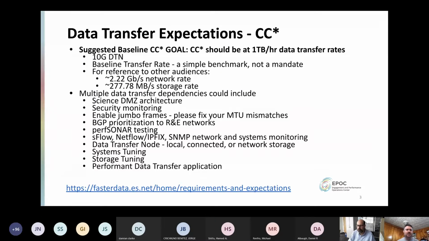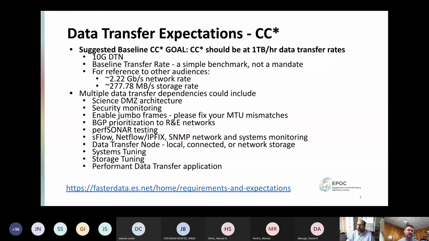Some of the other pieces around that turn into about a 2.2 gigabit per second network rate, and on a storage platform, it's around 277 to 280 megabytes per second. So depending on the audience or your role in the cyberinfrastructure or data architecture platform, you have those 3 different numbers to work with. But to the researcher, we want to try to get at least 1 terabyte per hour, which is what we're trying to recommend currently.